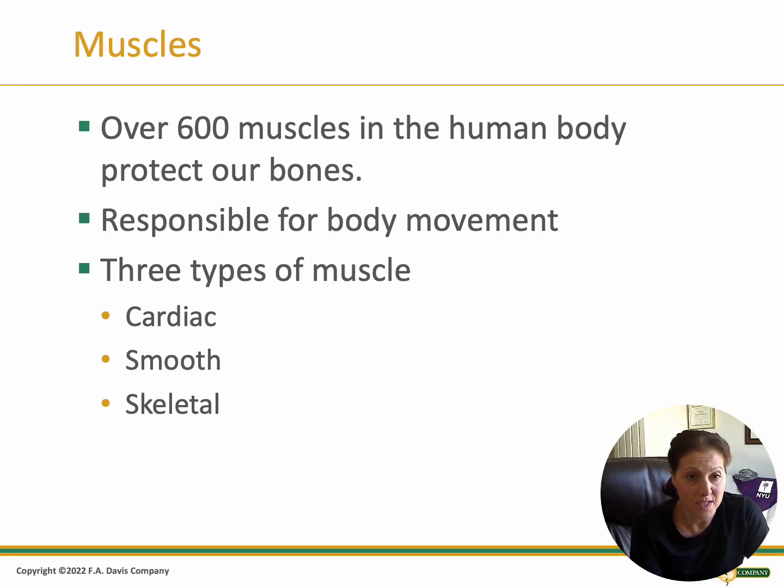There are over 600 muscles in the human body, and these muscles help to protect our bones, and the muscles are responsible for grand movement. There are 3 types of muscles, your cardiac, your smooth, as well as your skeletal muscle. And it's your skeletal muscle that you have most voluntary as well as reflex control, where your cardiac and your smooth muscle are involuntary muscles.